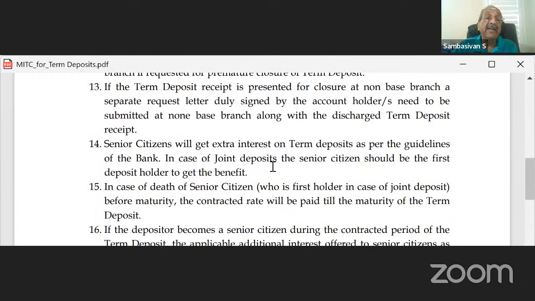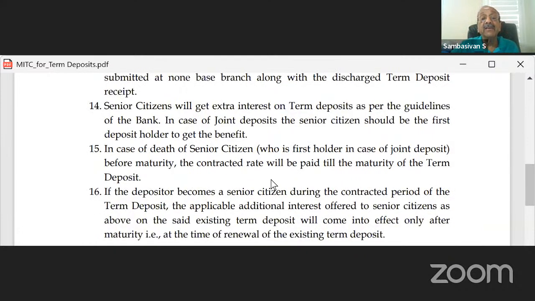Senior citizens will get extra interest on term deposits. Normally, banks give 0.5% more interest. In case of joint deposits, the senior citizen should be the first deposit holder. In case of death of a senior citizen, who is the first holder in case of joint deposit, before maturity, the contracted rate will be paid till the maturity of the term deposit.